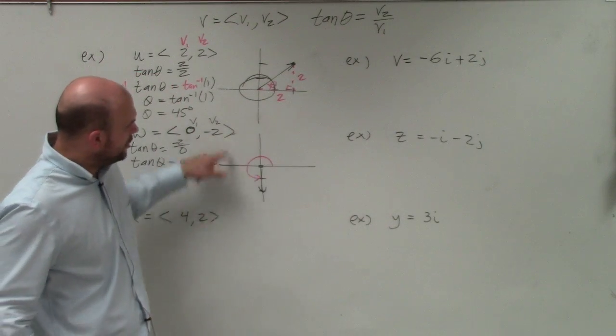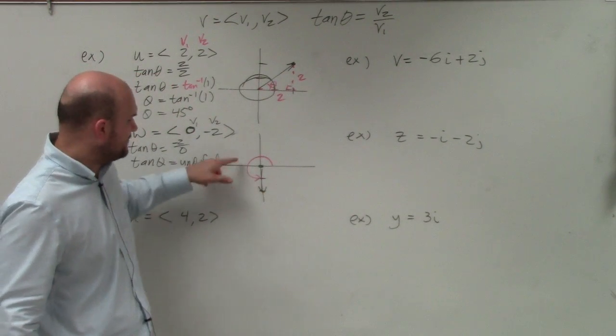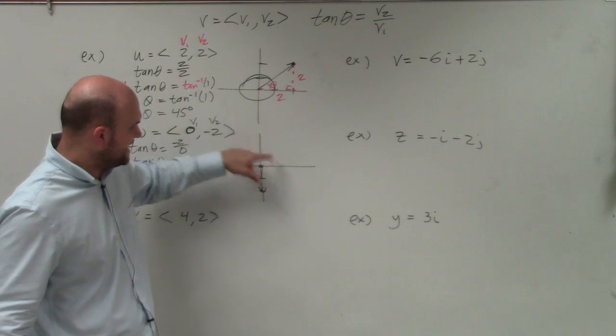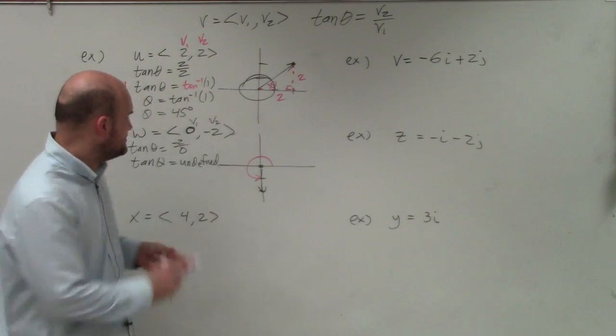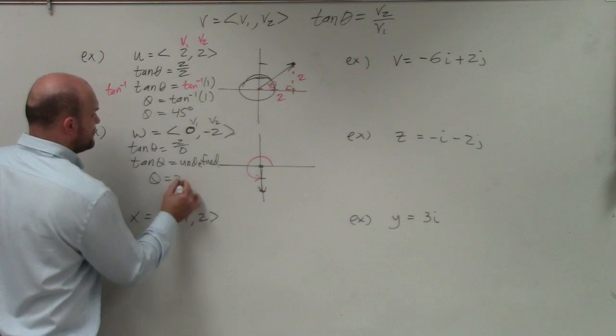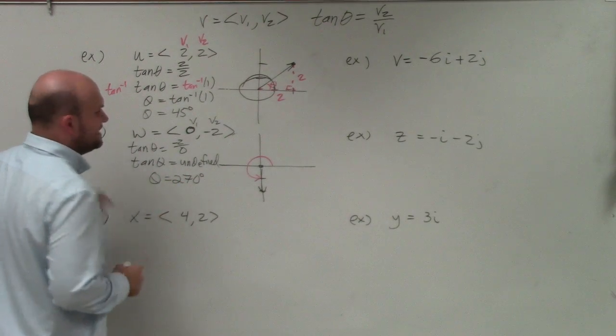Well, we know all the way around a circle is 360. Half of a circle is 180. Half of that is 90. So 90, 180, 270. I can also confirm this by looking at the unit circle.